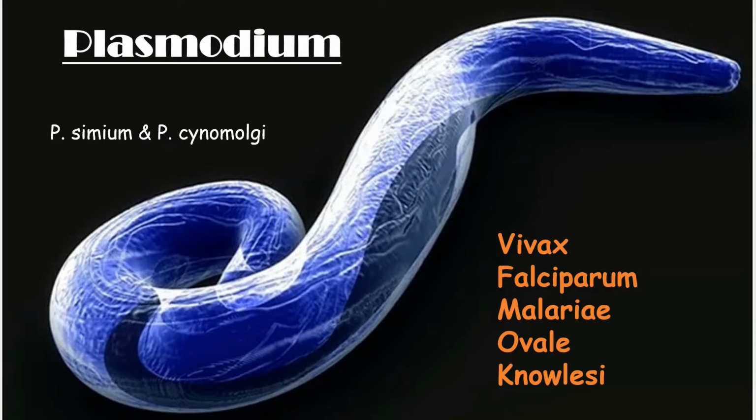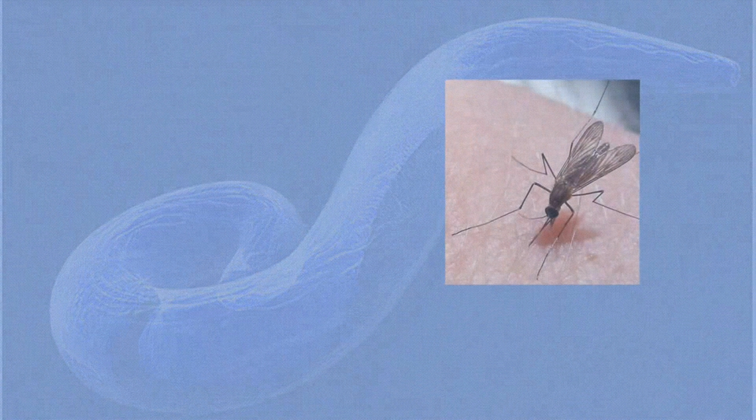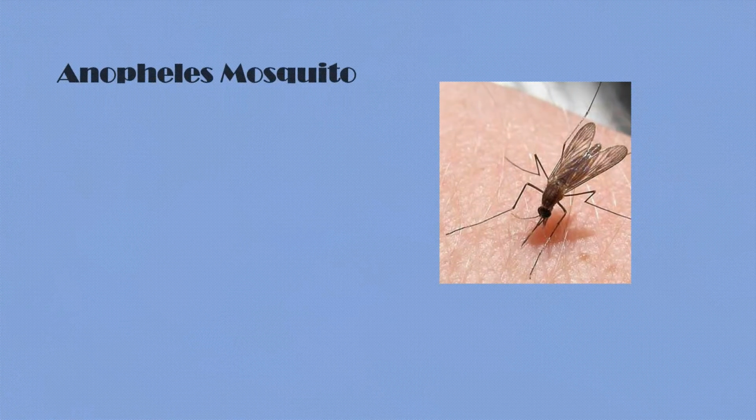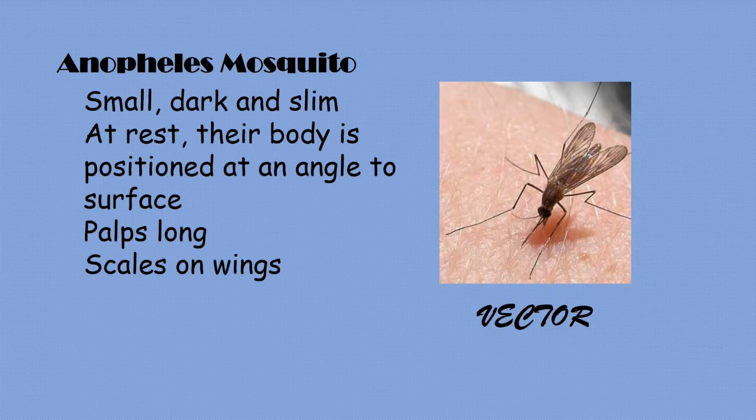Now let us see what causes the spread of the disease. The disease is transmitted by the bite of a mosquito called Anopheles, which acts as a cyclopropagative vector. That means the Plasmodium undergoes sexual reproduction as well as multiplication in this vector. Anopheles is small and dark with long palps and scales on the wings.